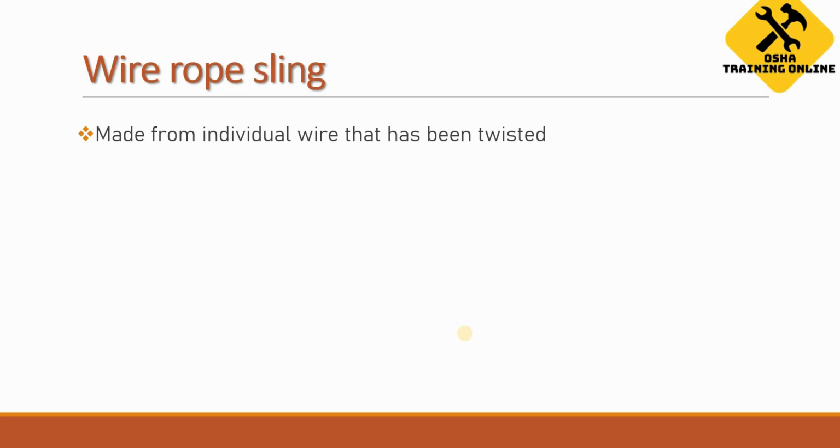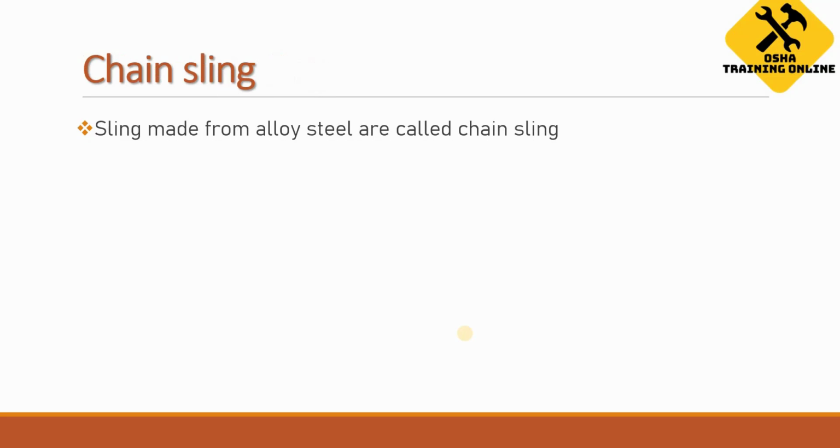So it is made from wire and those wires are twisted, so it is called a wire rope sling. So what is a wire rope sling? It is a rigging equipment type.